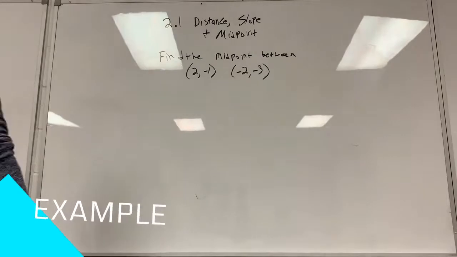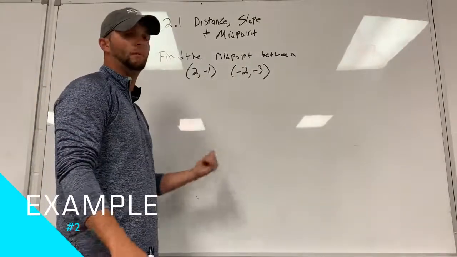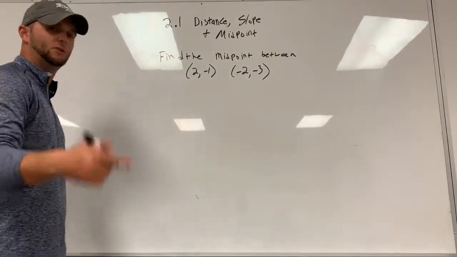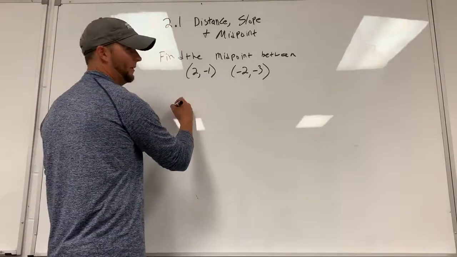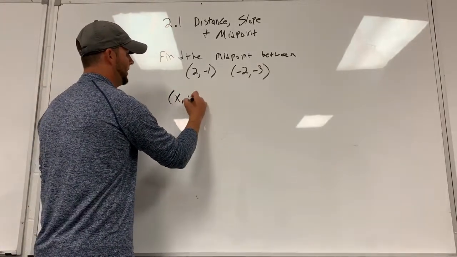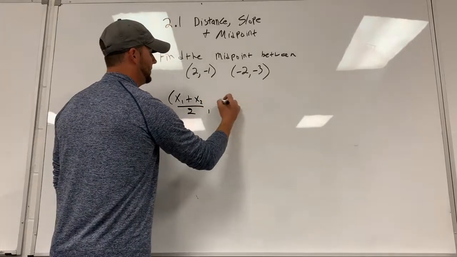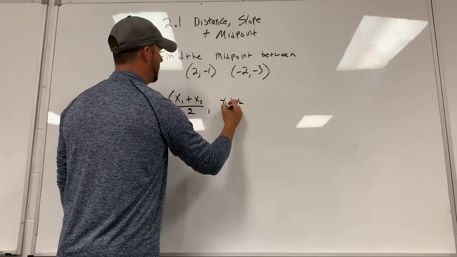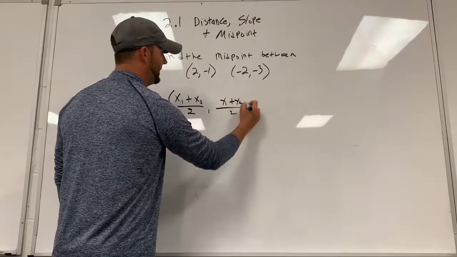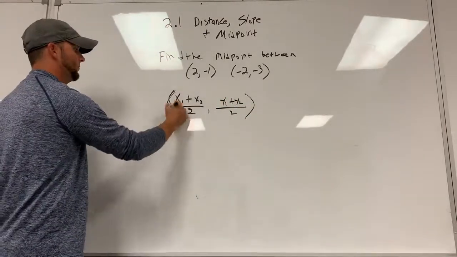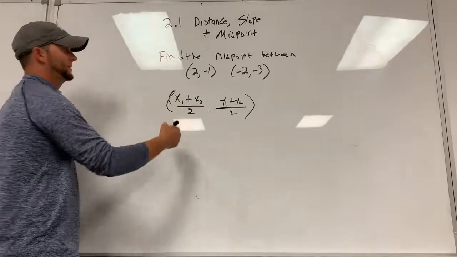All right, so now in example number 2, it wants me to find the midpoint between the two. So literally all I have to do is go look back on my notes here and write down the formula. So I'm going to do x1 plus x2 and then divide it by 2. Then I'm going to do y1 plus y2 divided by 2, and that's going to give me my coordinates for my midpoint. So let's go ahead and label this and plug it in.